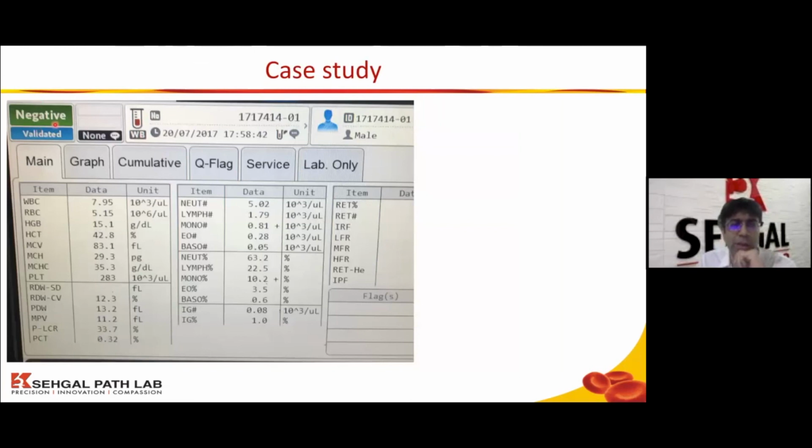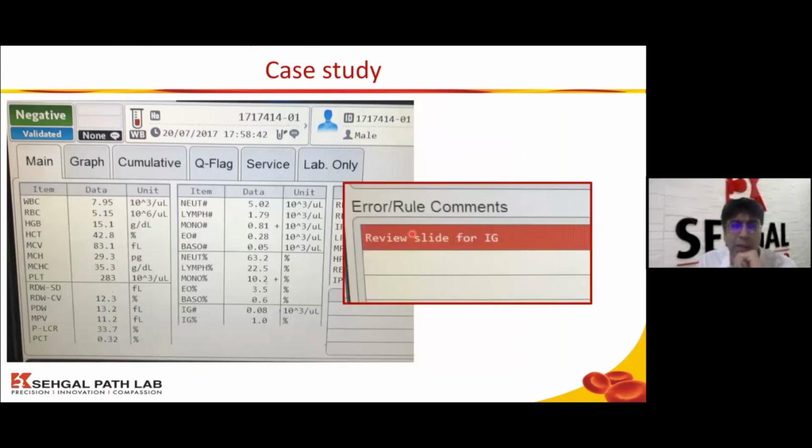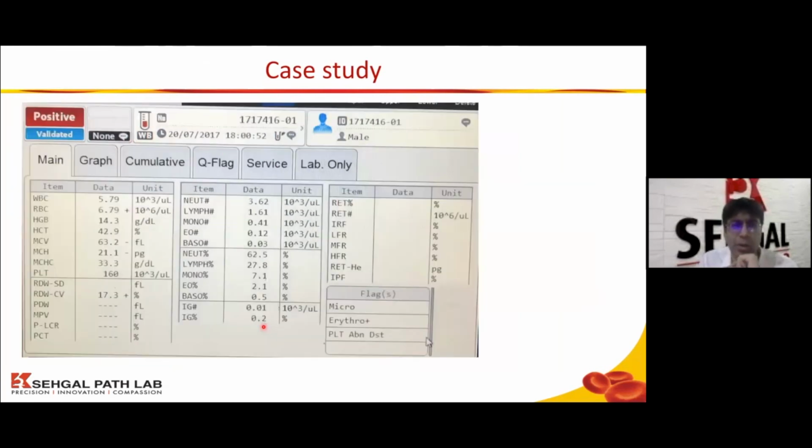Again here, though based on the company rules, the machine gave it as negative, but there was a cloud alert or an action alert based on our lab criteria. The staff clicked on it and it said review slide for IG. The IG was 1%, which is a criteria which we wanted to see the slide on, and a slide was reviewed. Now this is a case where the machine gave a flag.